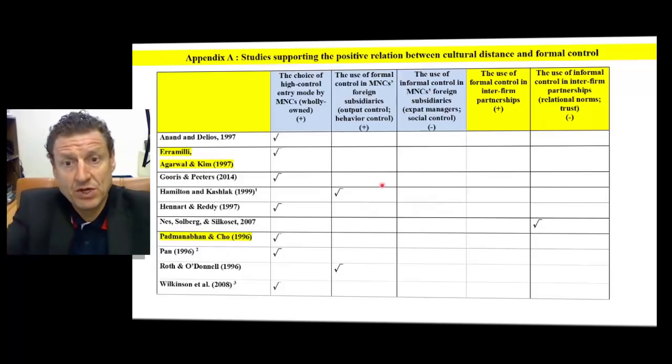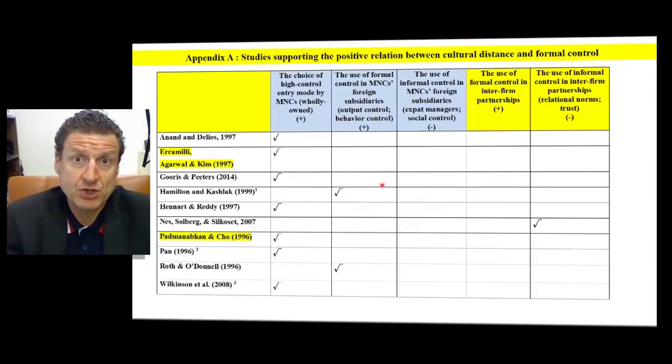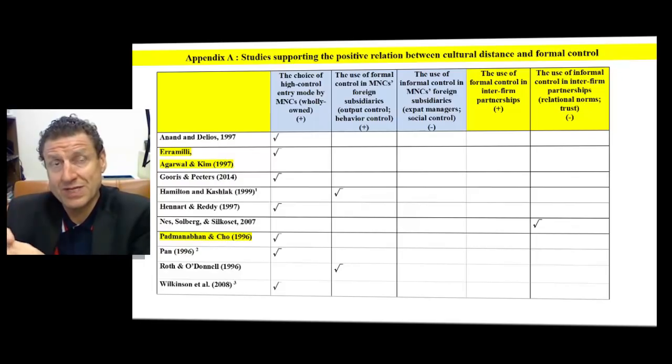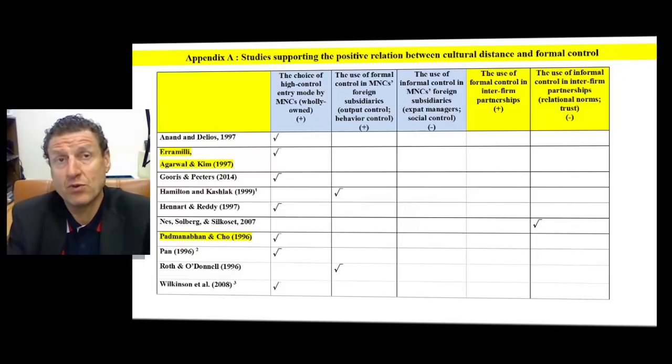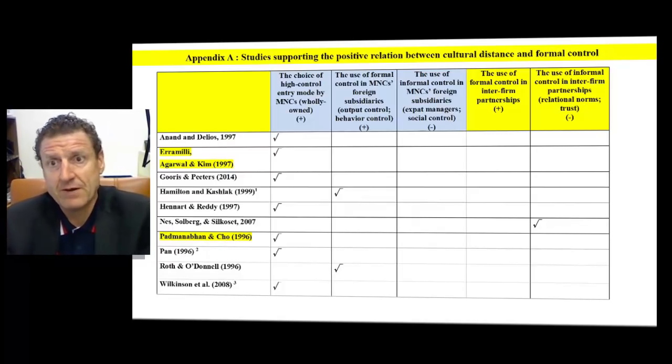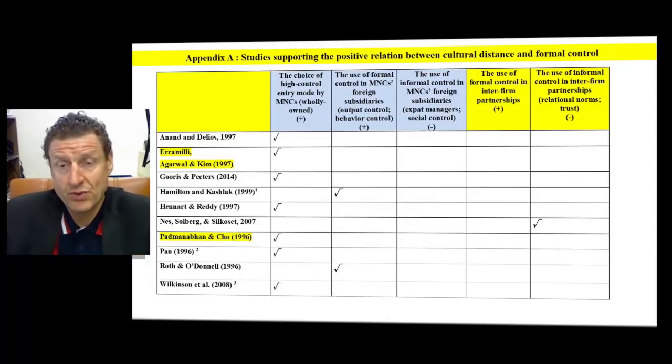So we have our first basic cut of the literature, and what does this cut mean? Okay. Here we have Appendix A, and this is a list of studies supporting the positive relation between culture distance and formal control. We could group our different controls under informal or formal control, and we've got to start off by defining the dependent variable. At the moment, we're just going to call that formal control, but we're going to ask the question formal and informal.